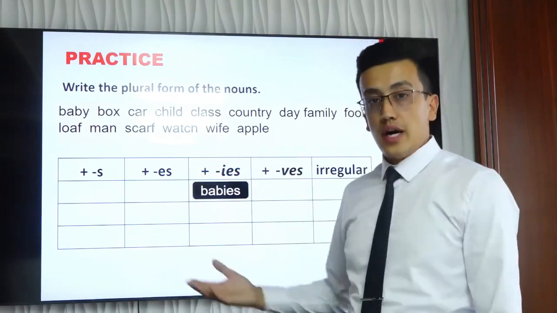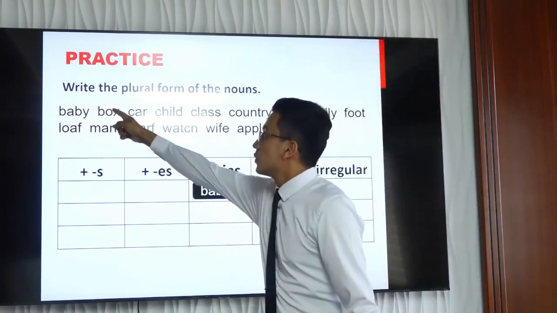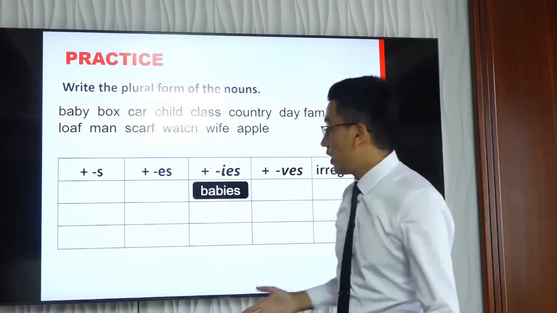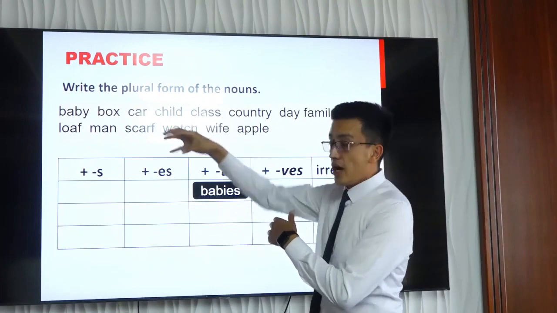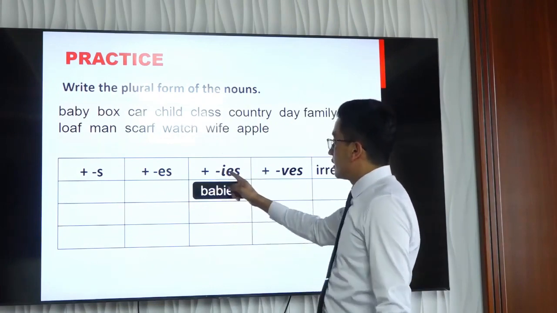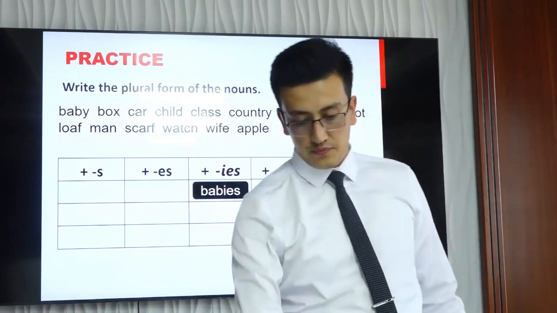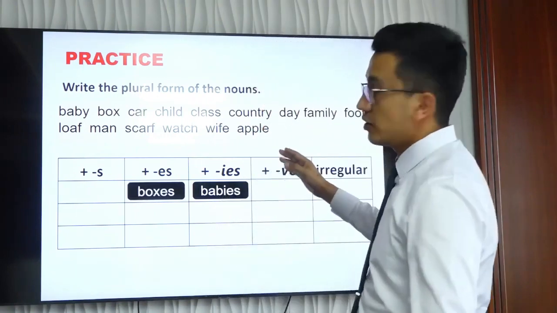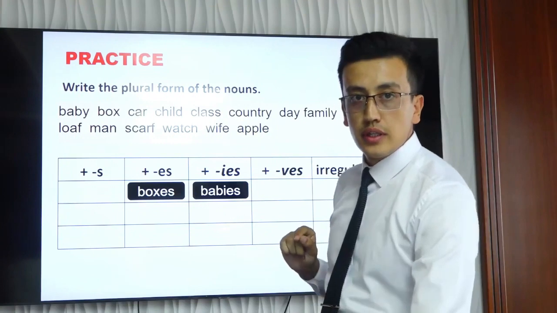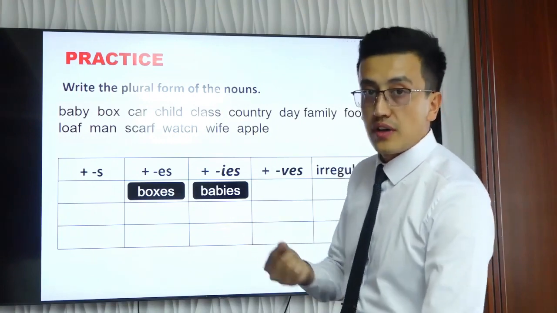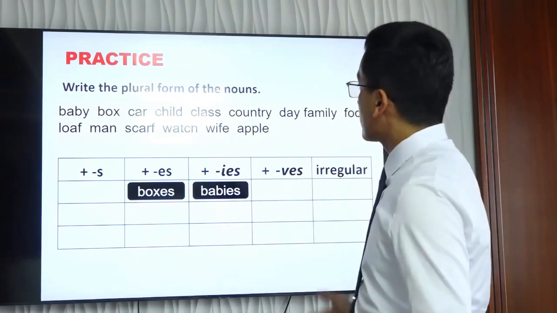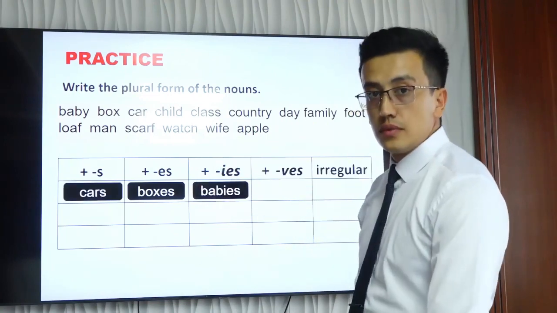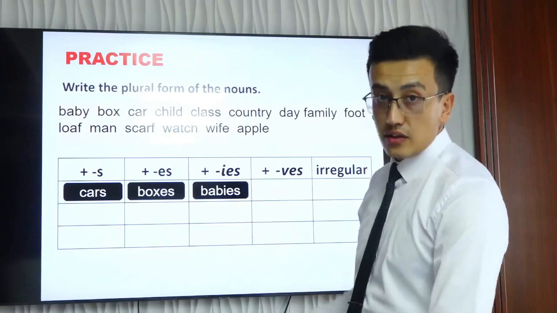Yes, here. Why? Because baby ends with the consonant Y. That's why we should change Y into I, and we should add ES. Okay, next one, boxes, because of the sound X at the end of the word. That's why you should use the suffix ES. The next, car. Car is a common noun, that's why just the first column. Just add S at the end of the word.